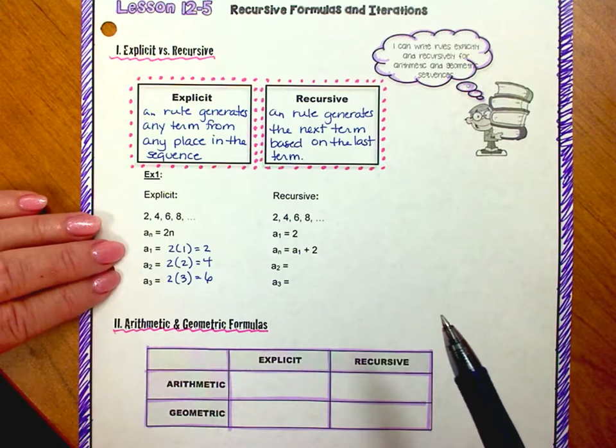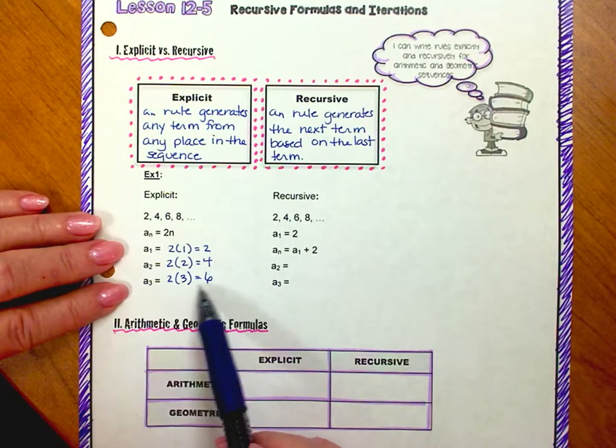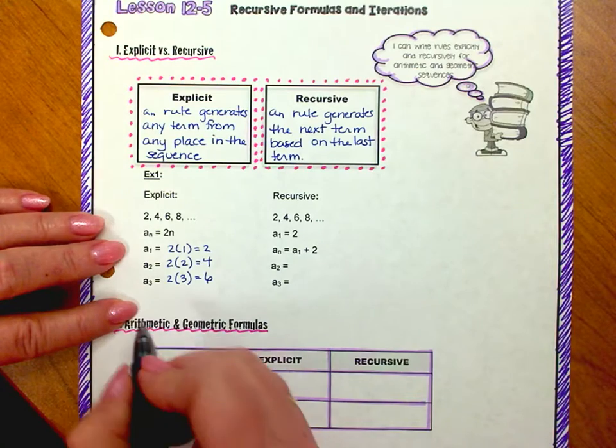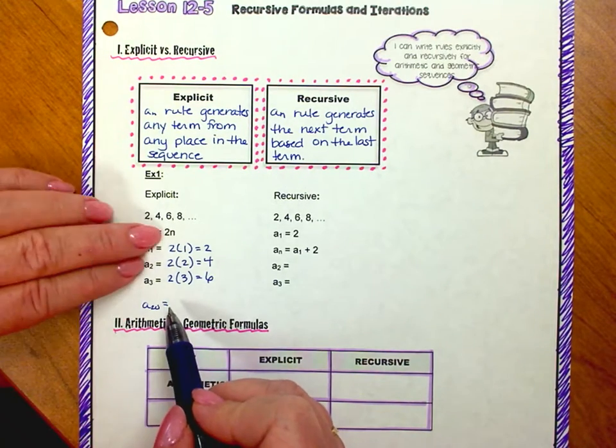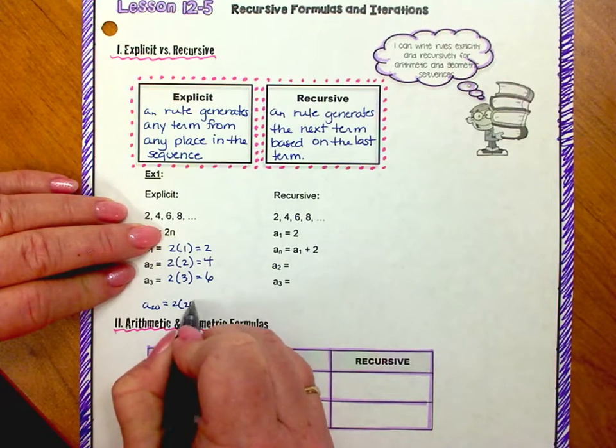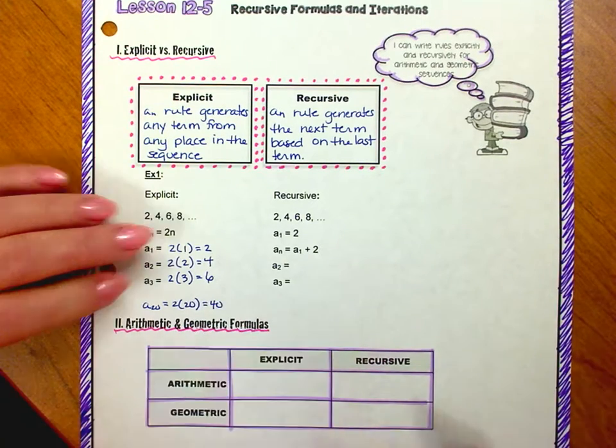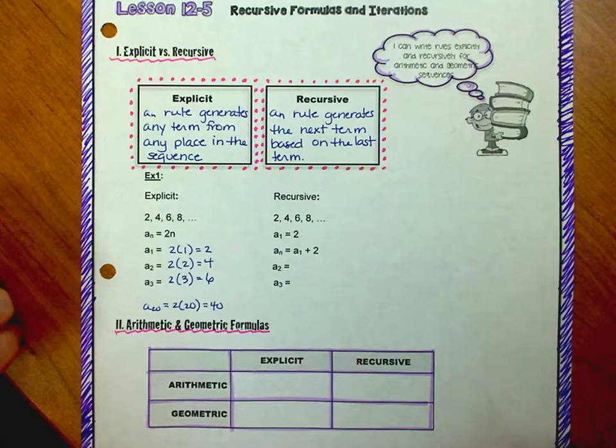The upside of this is that if we weren't going in order, if we wanted a sub 20, we could say 2 times 20, and that would be 40. So we would have our rule for that.